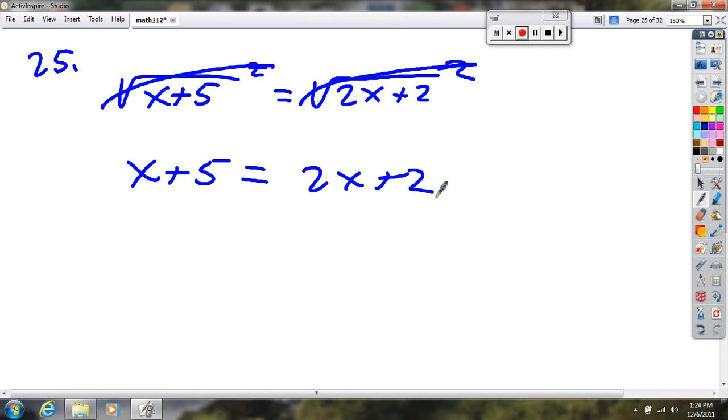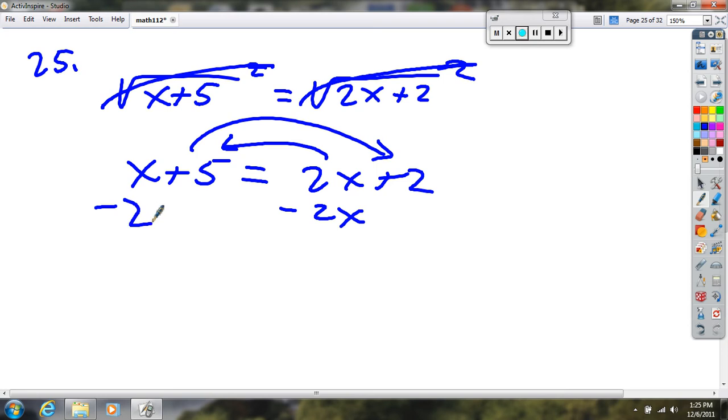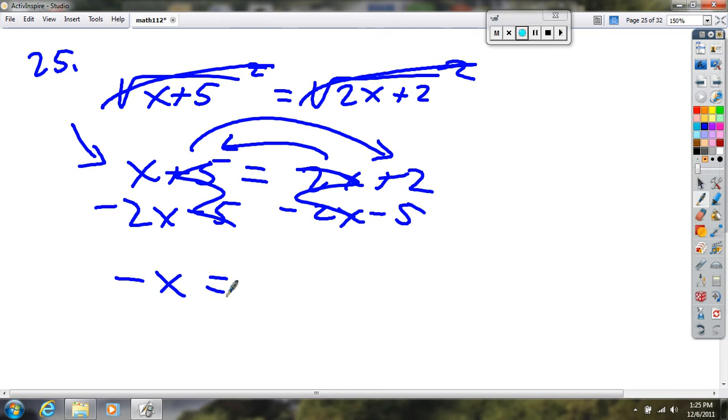Now I simply solve this. I'm going to take the 2x over to this side. I'm going to take the 5 over to this side. I want the letters on the left, numbers on the right. So the 2x goes left by negative 2x, negative 2x. The 5 goes to the right, minus 5, minus 5. They cancel. The 2x's cancel. Here, 1 minus 2 is a negative x equals, over here, 2 minus 5 is negative 3.